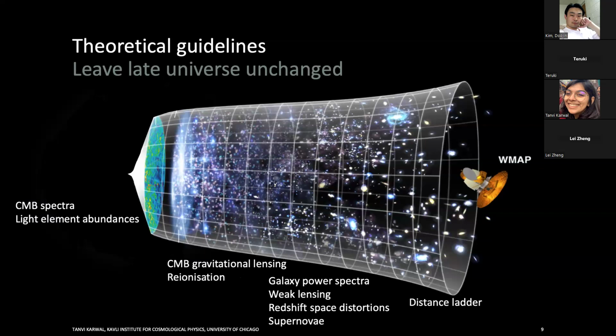Besides the CMB, there's so much other stuff that we can observe. We can see how the CMB is gravitationally lensed. We see galaxies, their power spectra, how galaxies are weakly lensed, supernovae, so many different things. All of these are consistent with the lambda CDM universe at late times. If you add any new physics in the late universe, you run the risk of creating a new tension with these guys where there isn't currently a tension.